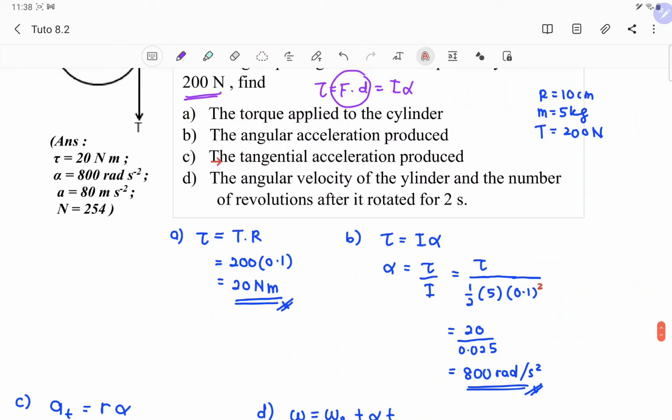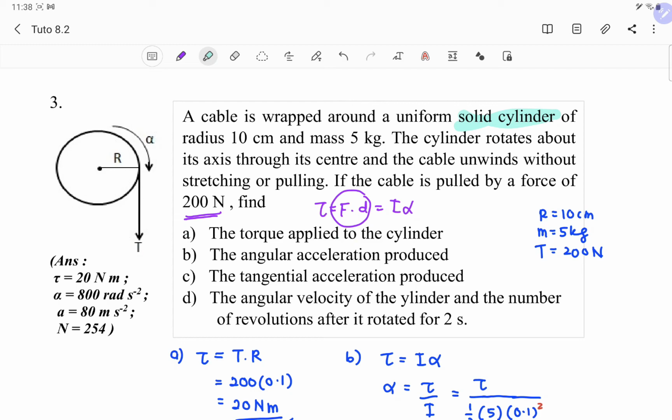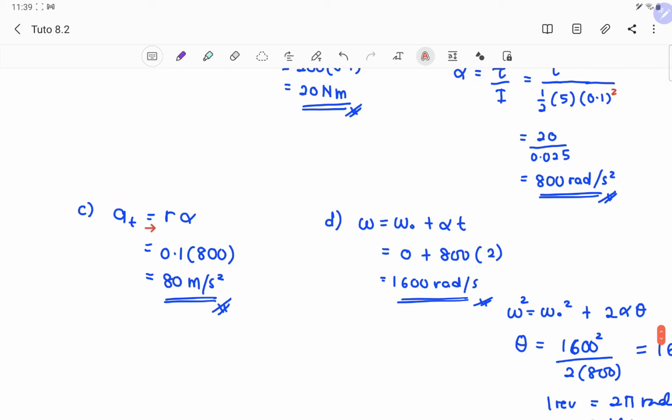Okay, next, find the tangential acceleration produced. In the diagram, this is the alpha. The tangential acceleration is going straight, so it is along the tangent of the rotation. One formula that relates the tangential acceleration and the angular acceleration is a_t equals r alpha. Just substitute, then you will get the answer.